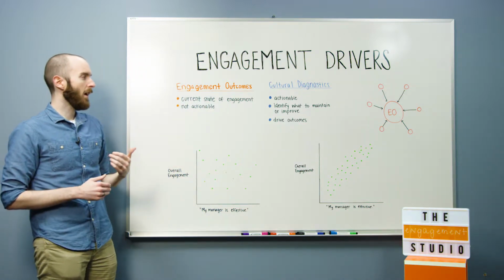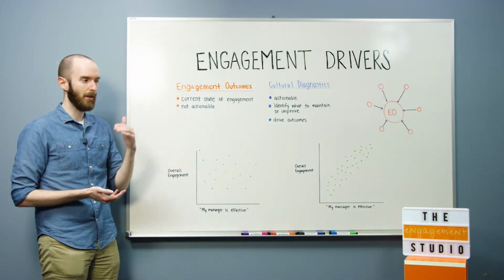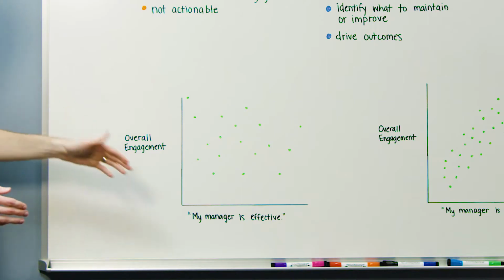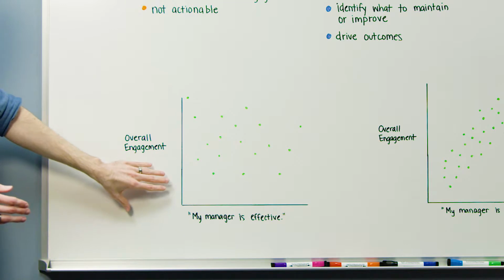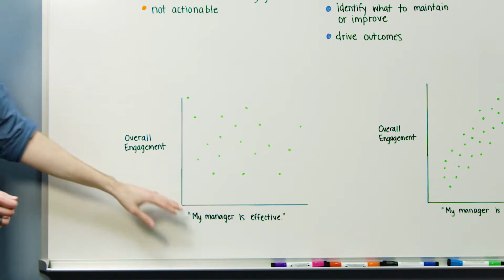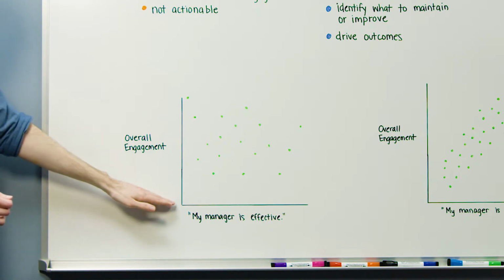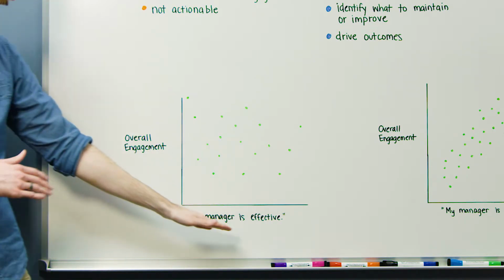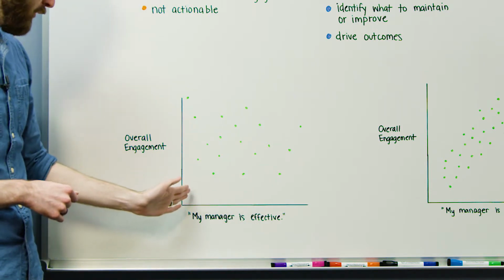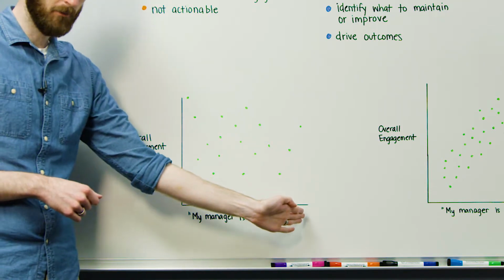And so the question is, well, how do we calculate that? How do we calculate which items most strongly drive those engagement outcomes? Well, first I want to show an example of an item that is not a driver of engagement. So we have overall engagement here from lower to higher, and then we have just an example item, my manager is effective. Again, from lower to higher.